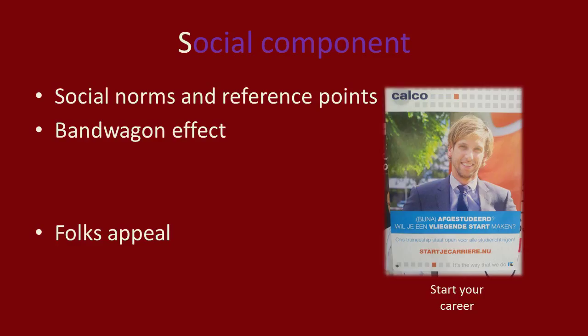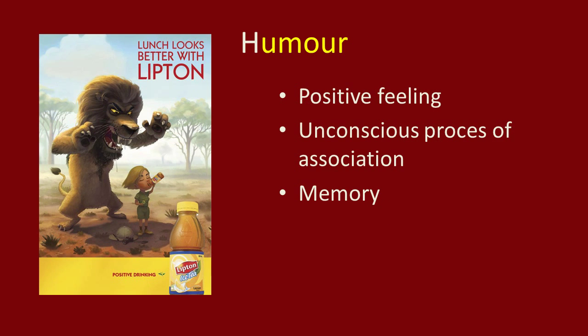The second type, the social component, can be subdivided into the bandwagon effect and appeal to folks. Professor Rosenkranz will now explain the bandwagon effect to you using social reference norms. Social reference point. 90% of people have that, or many people have this. That's a kind of a social norm. This is what you should have, and if you don't have it, you're having a loss.